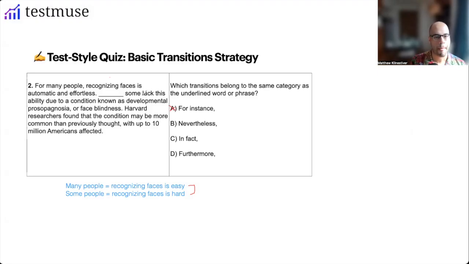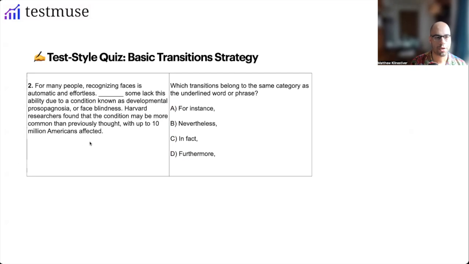We don't show that here. In fact, would also be that kind of interesting example or emphasis. In fact, it's so easy that we don't think about it. Okay. But no, again, here we have some contrast. Furthermore, some lack this. Okay, this is not a similar point, right? Furthermore is used to draw in a similar point, but this is actually something quite different. So this will be nevertheless. Even though it's automatic and effortless for many, some lack the ability. Okay, so we're showing contrast here and nevertheless does that.